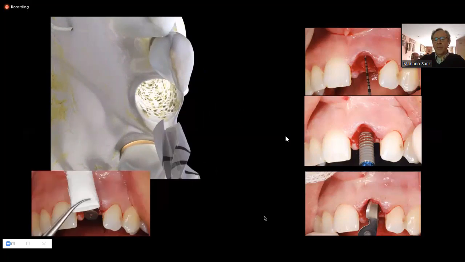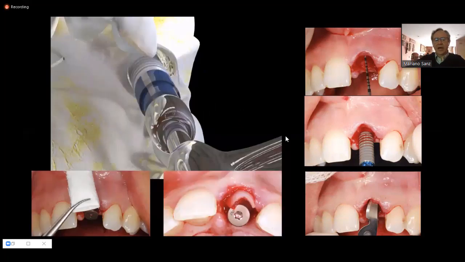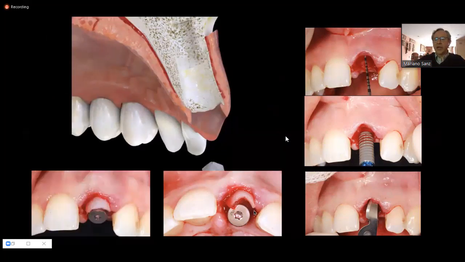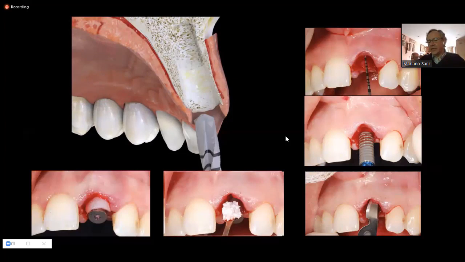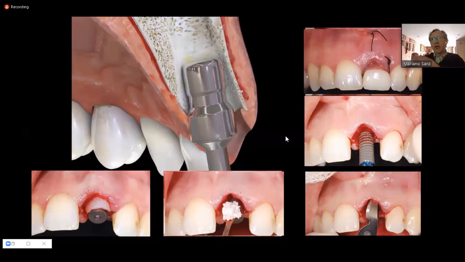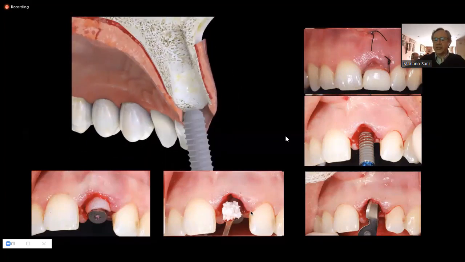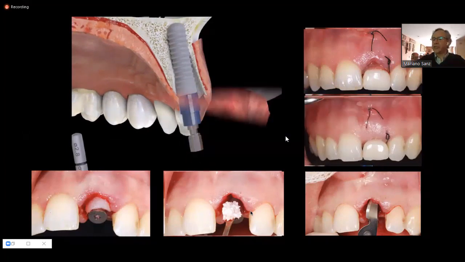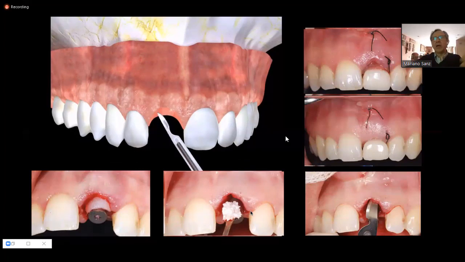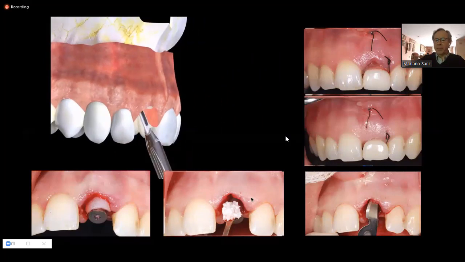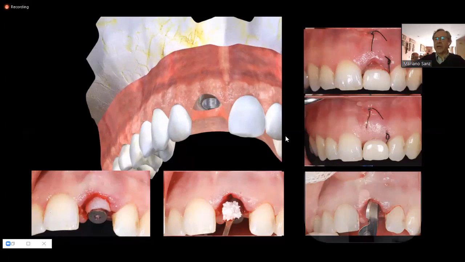We are going to basically try to adapt the matrix, and with this matrix in place, we are going to then fill with the xenogenic biomaterial the space between the inner buccal bone plate and the implant surface, and then we are going to adapt the provisional restoration in such a manner that the buccal soft tissue will apply the pressure on the provisional restoration and not on the matrix that we have placed.